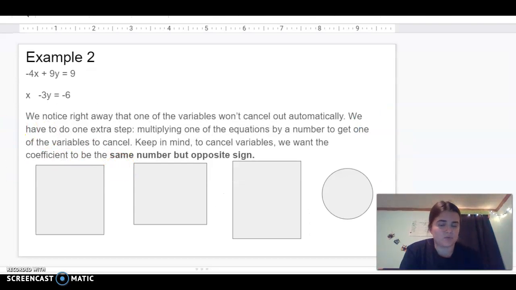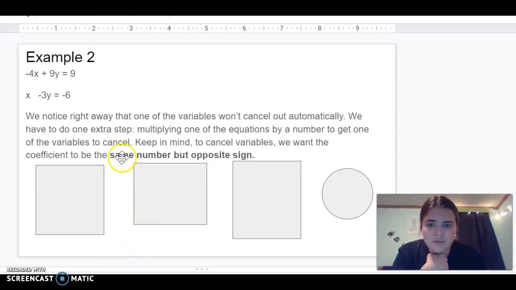An example that requires one extra step. It's not too bad. So we just do the same thing. So we look here and we notice that we don't have the convenience like we did last time. We don't have the same number but opposite sign in either of these variables. So we just have to do one extra step. We just have to multiply one of the equations by a number to get one of the variables to cancel.